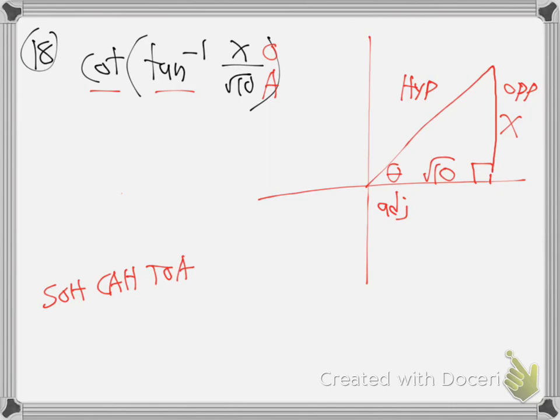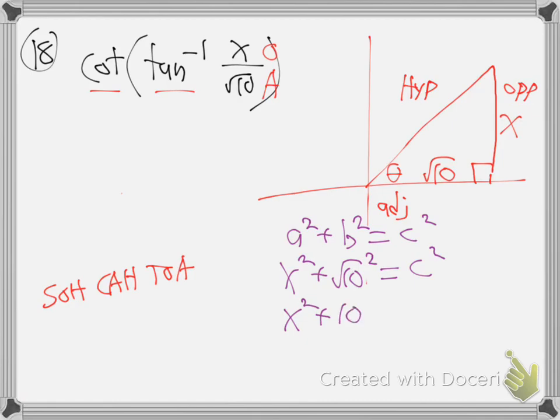So we do the Pythag work. a squared plus b squared is c squared. So x squared plus root 10 squared is c squared. That's x squared plus 10 is c squared. Wait a minute, did I just do a bad thing? It's just 10, isn't it? The square cancels the root.